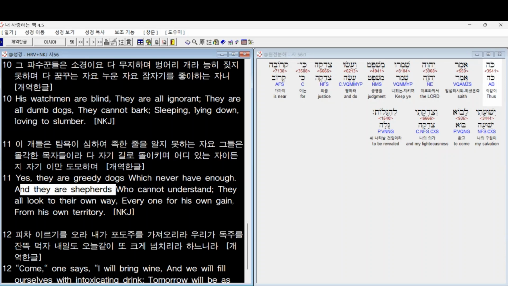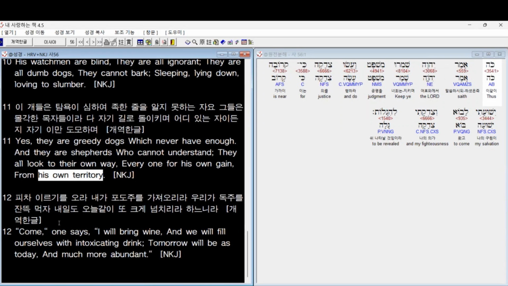They are shepherds who cannot understand. They all look to their own way, not in the way of Christos Jesus. Everyone for his own gain, from his own territory. Come, one says, I will bring wine. We will fill ourselves with intoxicating drink. Tomorrow will be as today and much more abundant.